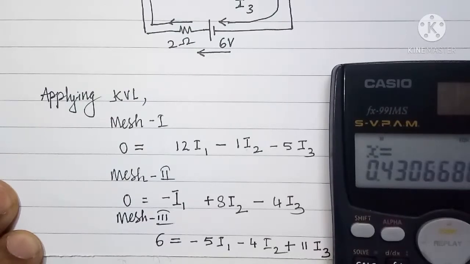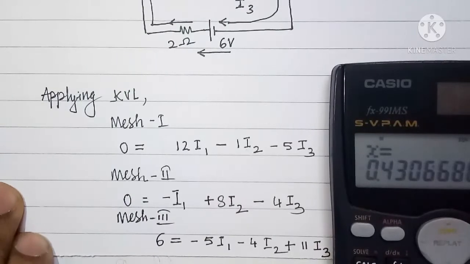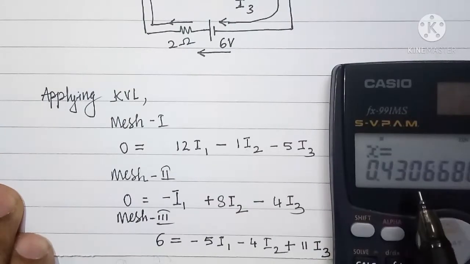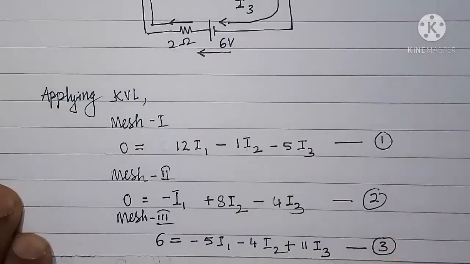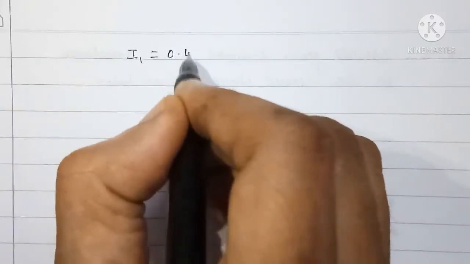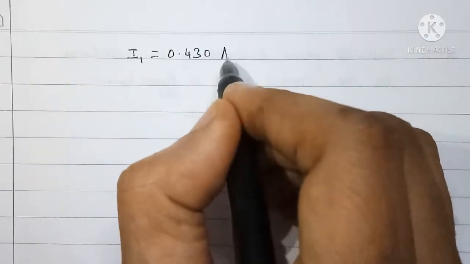I1 is 0.430. In this problem I will take 3 digits and then calculate the remaining quantities. We'll see how the accuracy improves. 0.430 is I1 now. I1 equal to 0.430 amperes.